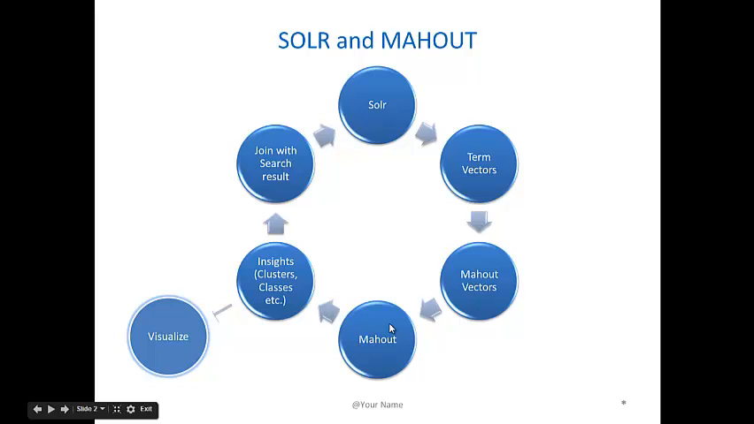And once we have Mahout vectors, we can do a lot of stuff. We can run various machine learning algorithms on top of Mahout vectors. And then once we get the additional information like what clusters the documents naturally group into or what classes they fall into, we can join them with the Solr search IDs, Solr document IDs, and attach them back to the search results, thereby making search semantically richer.